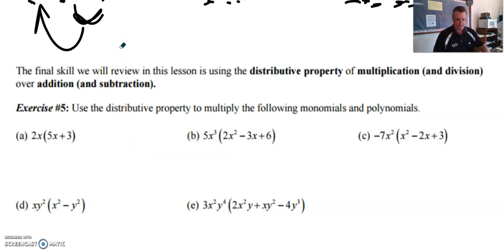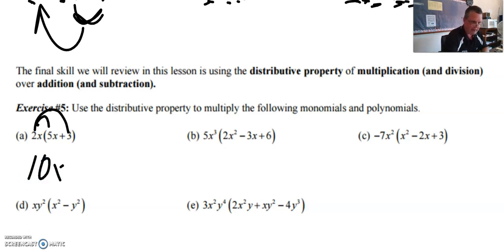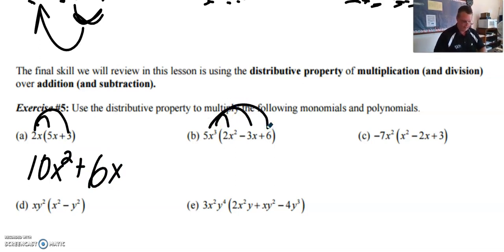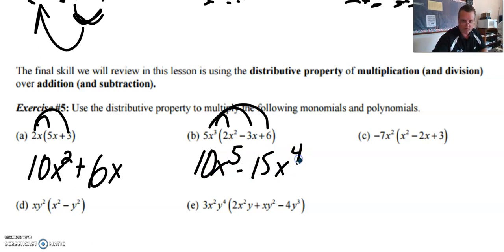Here's more distributive property. Hypothetically, when I have a monomial times a monomial, and then the monomial times another monomial, there just is either an addition or a subtraction sign between them. Follow the same process. 2x times 5x is 10x squared plus 6x. Next one, the 5x cubed is going to all of these. So then we have a 10x to the fifth minus 15x to the fourth plus 30x cubed.